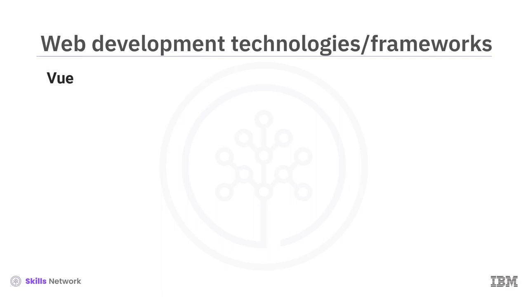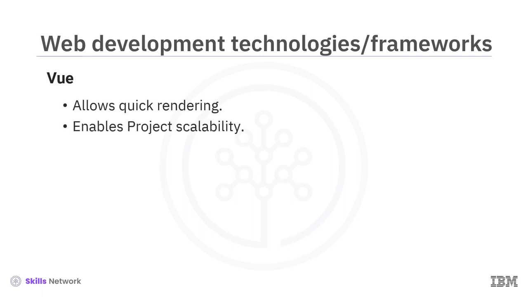The next framework is Vue. It is one of the best PWA framework libraries as it allows quick rendering and ease of coding. It enables project scalability with the added benefit of additional packages. Platforms like Laravel and Alibaba support it.